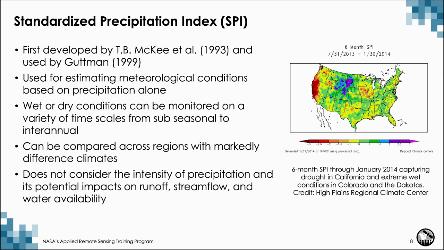Some of the limitations of SPI are, with precipitation as the only input, SPI is deficient when accounting for the temperature component, which is important to the overall water balance and water use of a region. SPI does not consider the intensity of precipitation and its potential impacts on runoff, stream flow, and water availability. It can provide uncertain results in arid regions with quasi-normal distribution of precipitation. In dry climates, the user should focus on the duration of the drought rather than on just its severity.